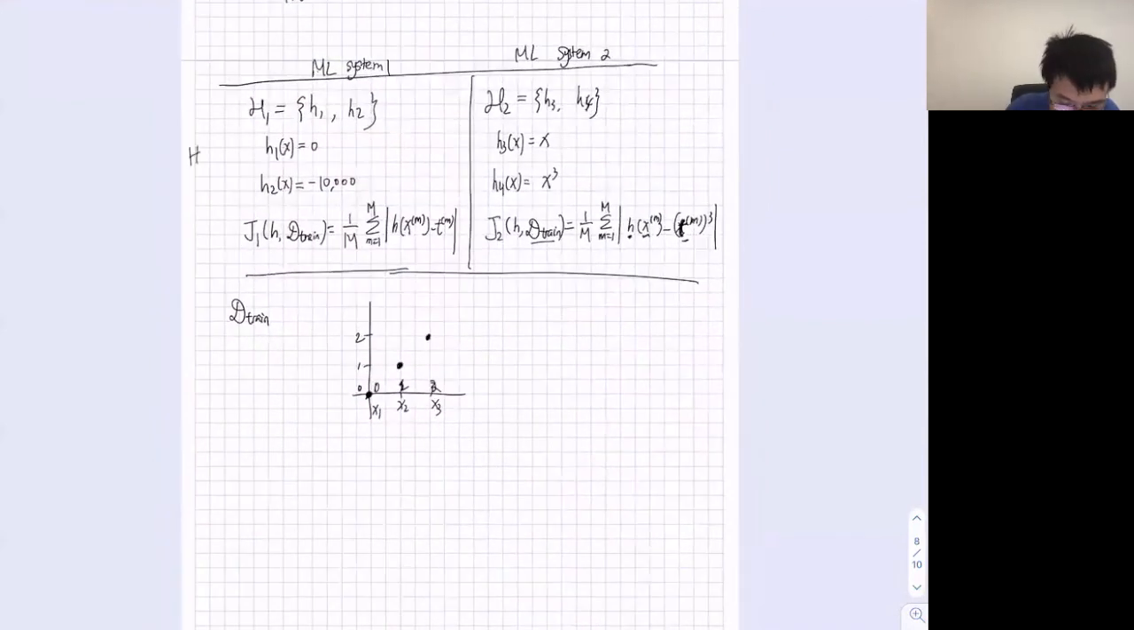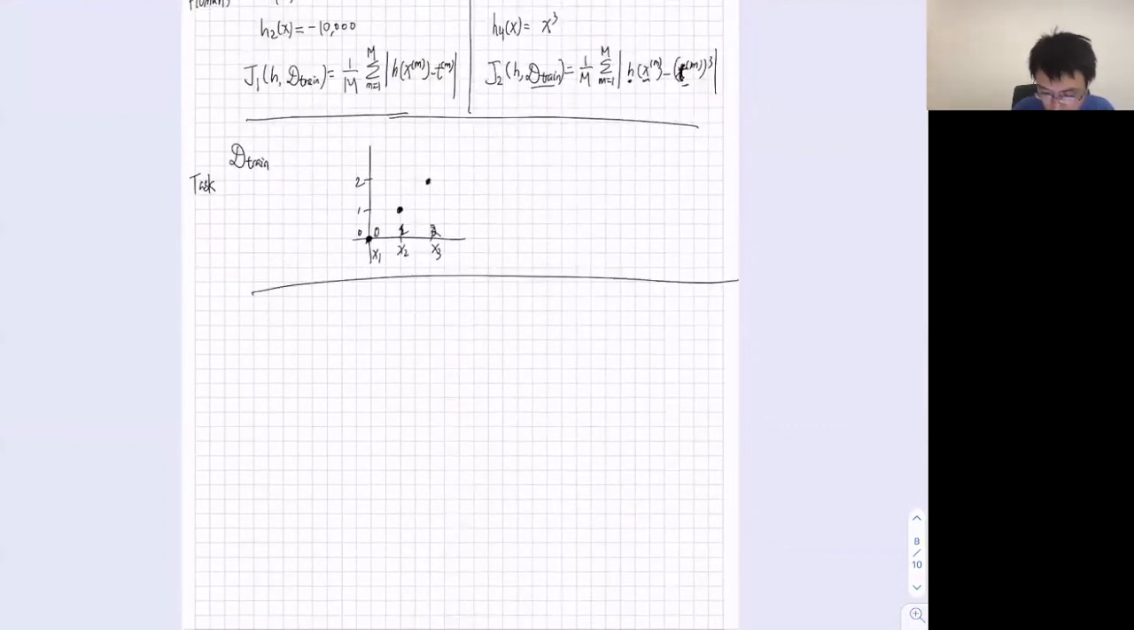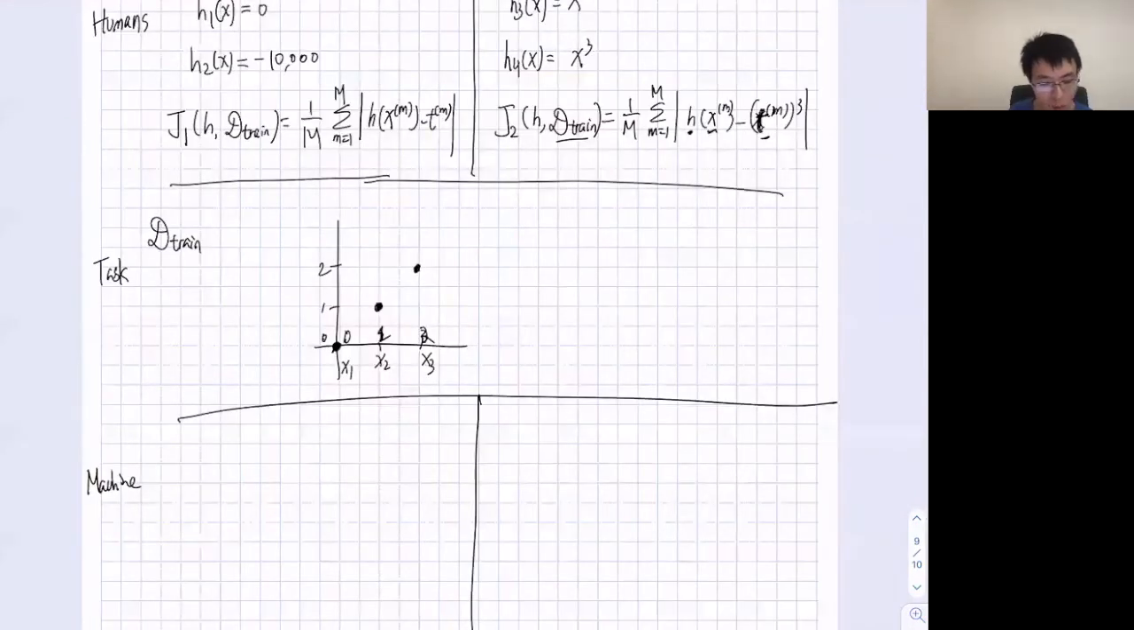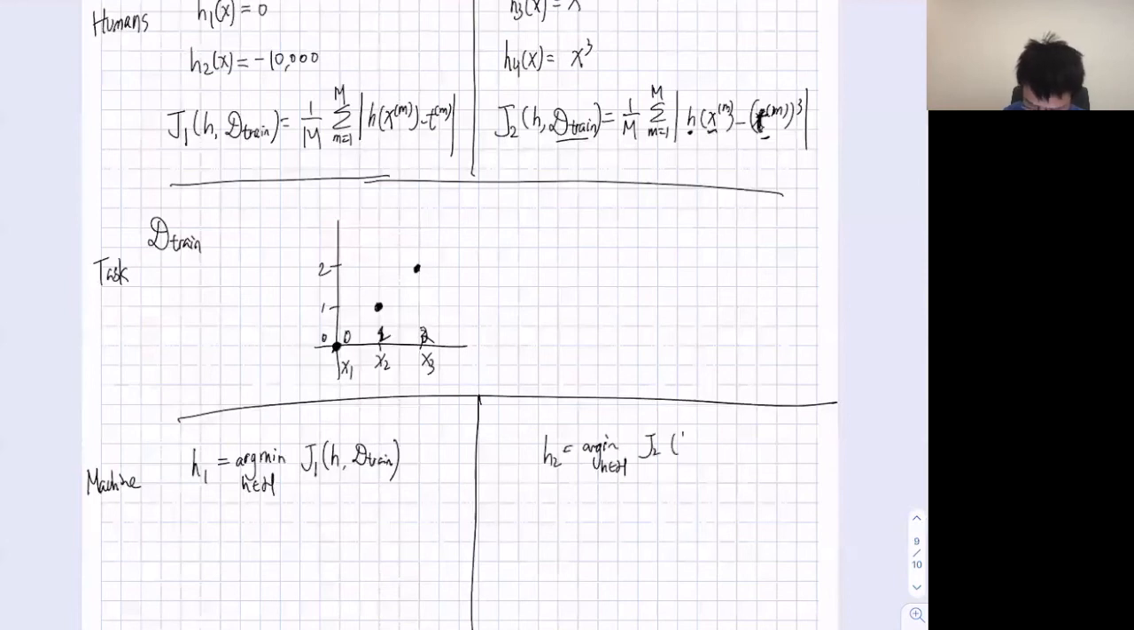So these are what humans do, and this is the task. I cannot change my data set. So the machine says I would pick H1 as the argmin over H in the set of J1 of H and D train. And here H2 is the argmin, of course. So this is H1 and this is H2.